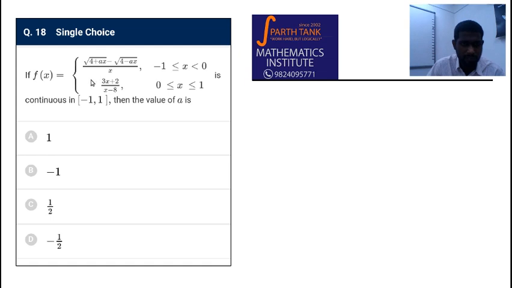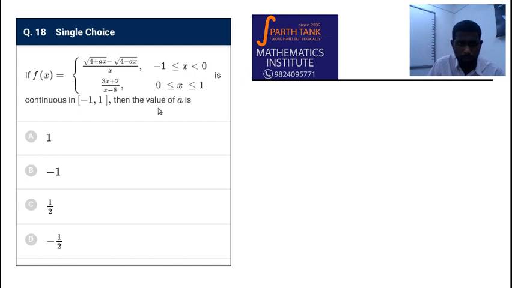Question number 18. If f of x is defined as (square root of 4 plus ax minus square root of 4 minus ax) by x for x between minus 1 and 0, not including 0, and at 0 the value of the function is (3x plus 2) by (x minus 8). They don't take 0 in the first part because this would be indeterminate, right? Root 4 minus root 4 by 0. And here they take 0.